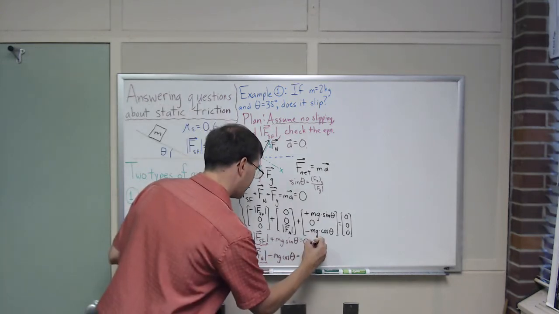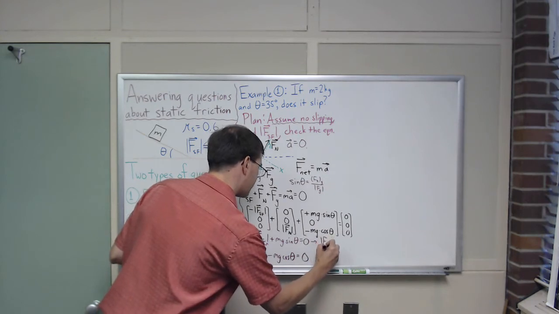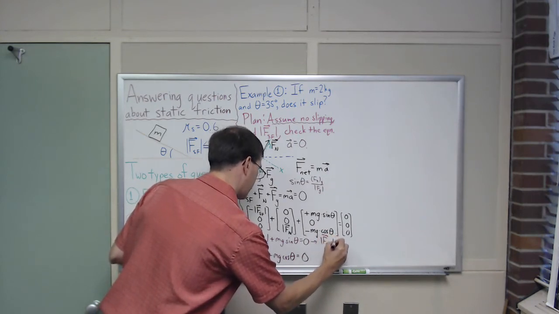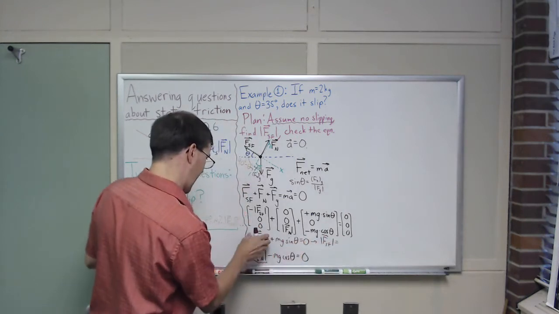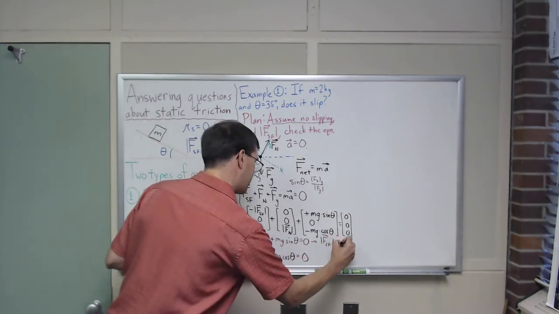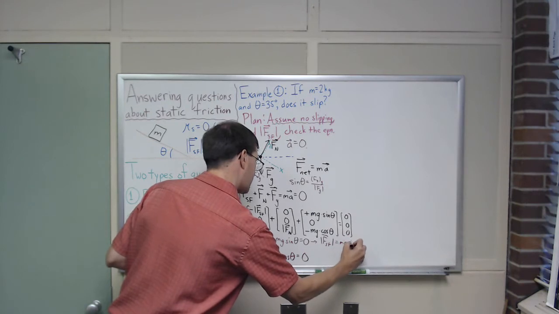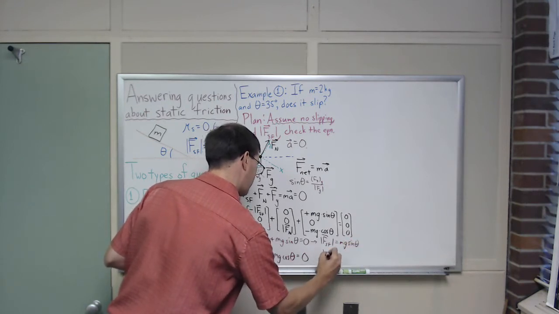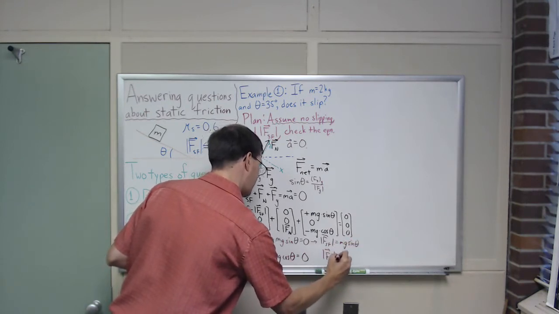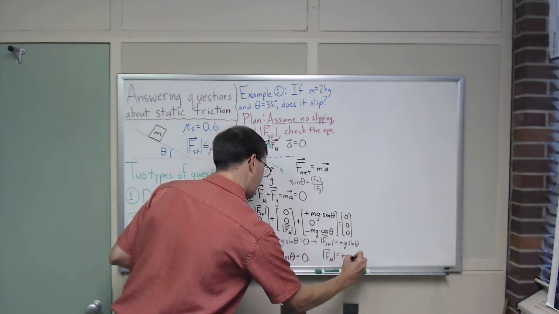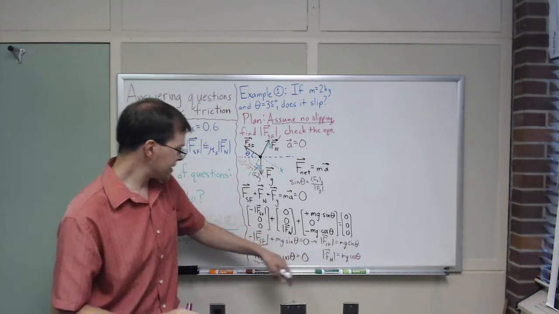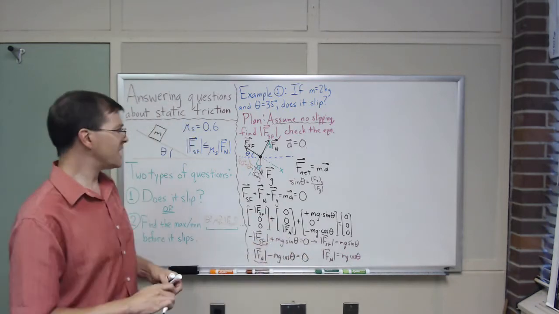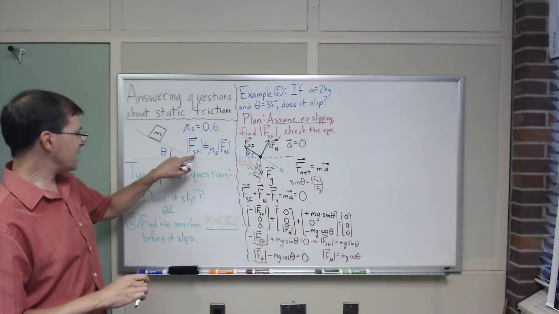This just tells me that my force of static friction is equal to, just adding that to both sides, mg sine theta, and my magnitude of my normal force is equal to mg cosine theta, adding that to the other side. So I've got this, and I have those 2 answers. Now all I have to do is put them into this.